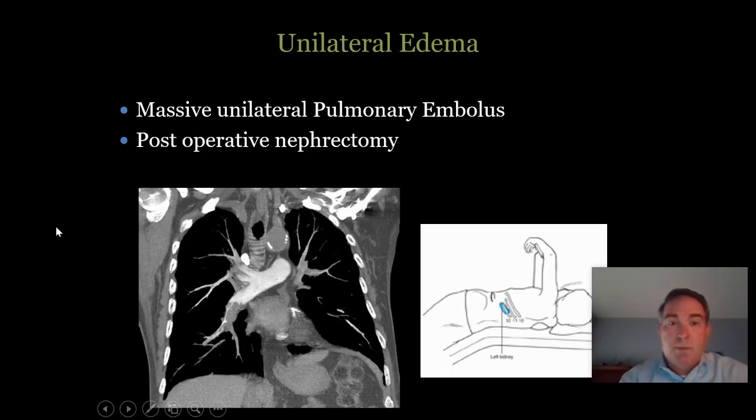If you have a huge PE on one side, you can get unilateral edema on the other side, or a postoperative nephrectomy where they're in the decubitus position for a long period of time can give you a unilateral pulmonary edema. Rare, but just other cases of asymmetric edema. You don't necessarily want to lead with asymmetric edema because it would be an uncommon thing, but certainly something to keep in mind if everything fits.